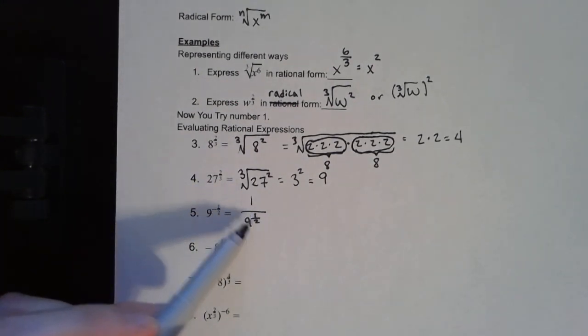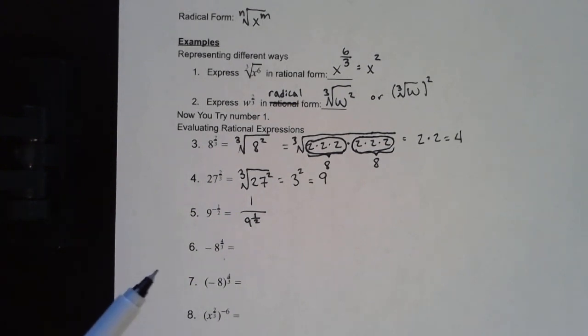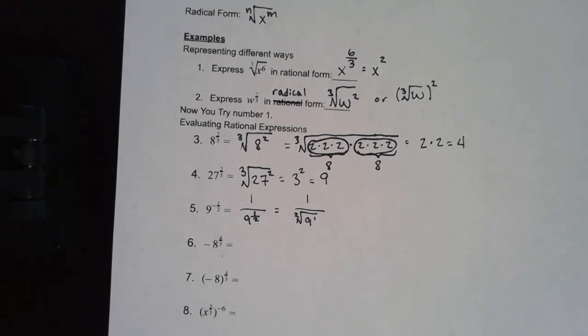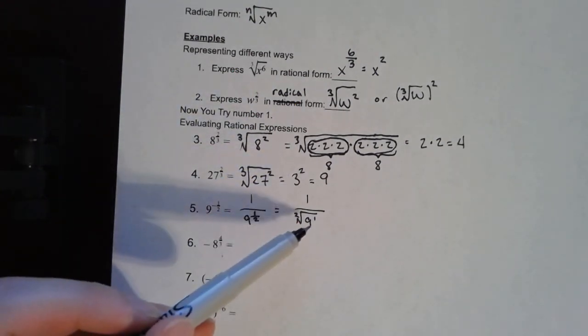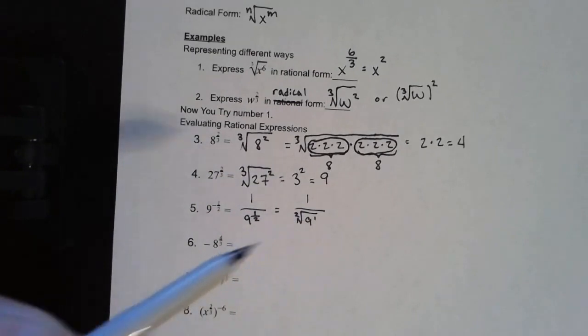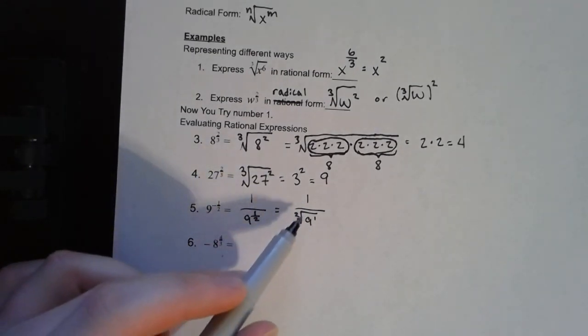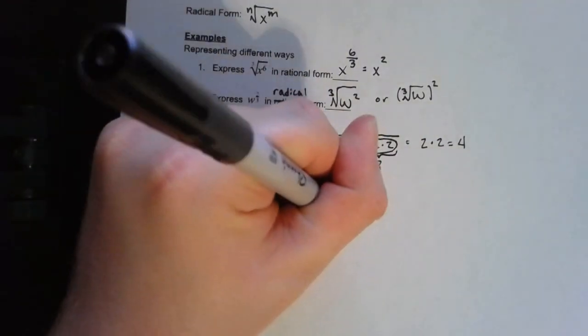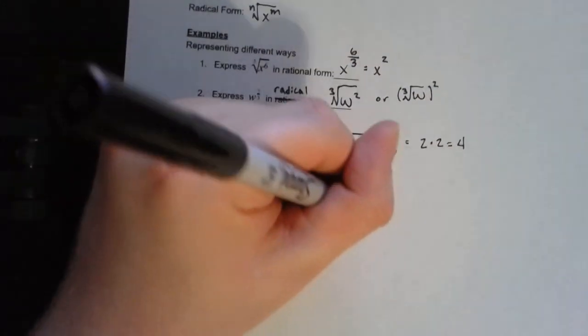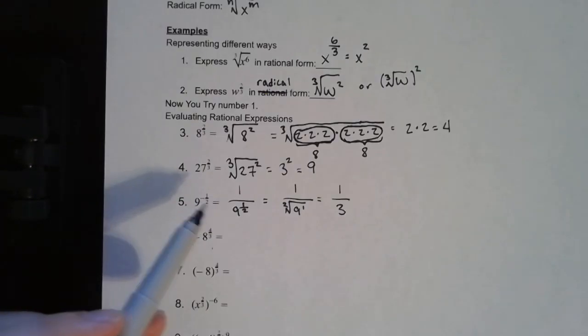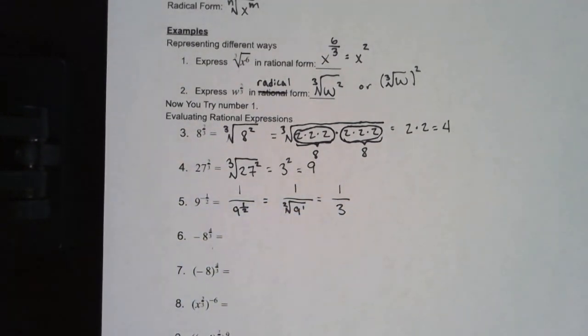And now we can write this rational exponent as a radical in radical form. So now we have 1 over, and then 9 to the first power, and this is being square rooted. So 9 to the first power is just 9. The square root of 9, that's one that I hope we are familiar with. The square root of 9 is 3. So this is really just 1/3. So this 9 to the negative 1/2 really just simplifies to 1/3.